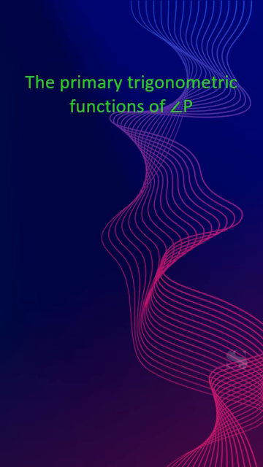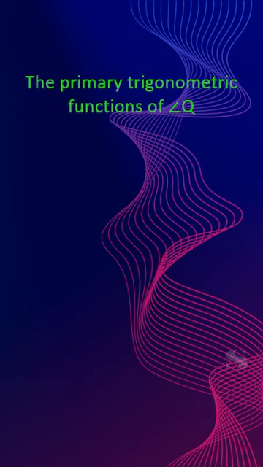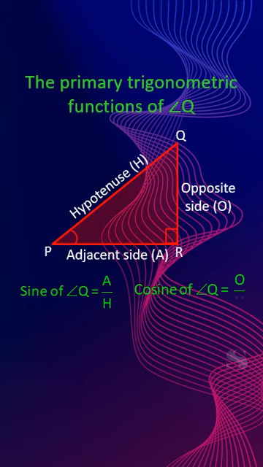The primary trigonometric functions of angle P are sine of angle P, cosine of angle P, and tangent of angle P. The primary trigonometric functions of angle Q are sine of angle Q, cosine of angle Q, and tangent of angle Q.